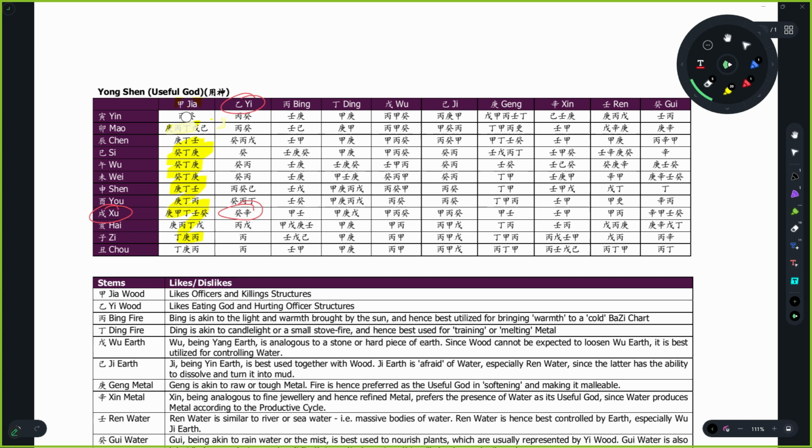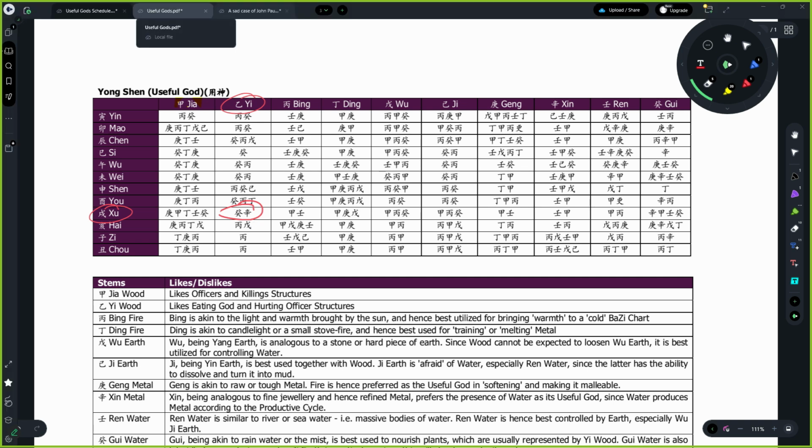In fact, it is because of Jia that the useful god, when we do programming, when we write down the chart, we must allow 5 spaces for it, which we don't really need for any other element. So maybe Geng a little bit there, but that's just for it. So anyway, we do find that wood is quite needy. It needs a lot of elements, and here we have the Gui water and the Xin metal.